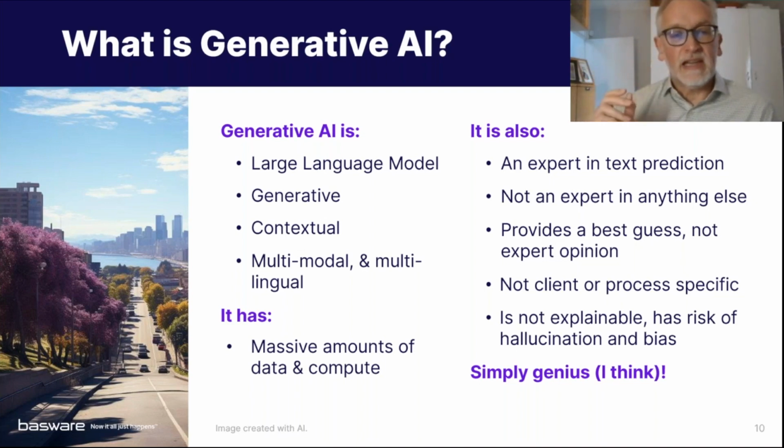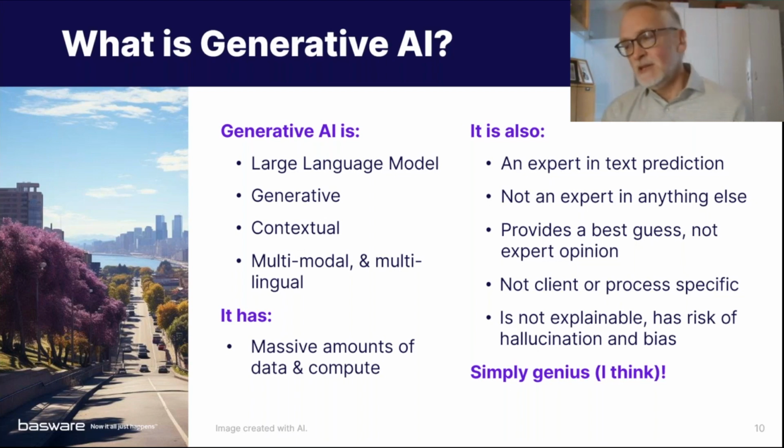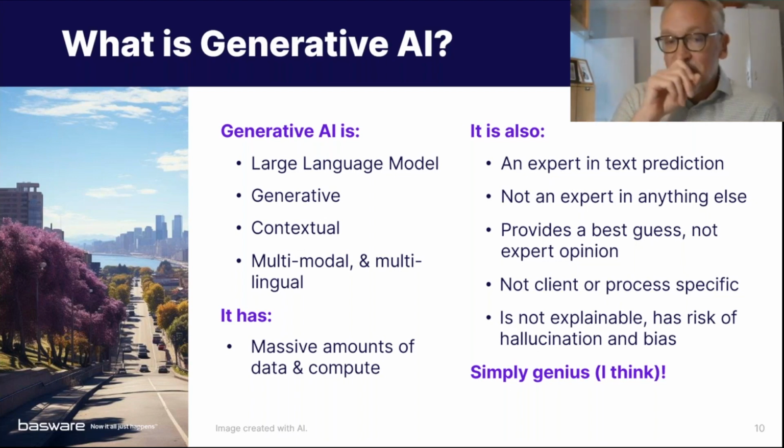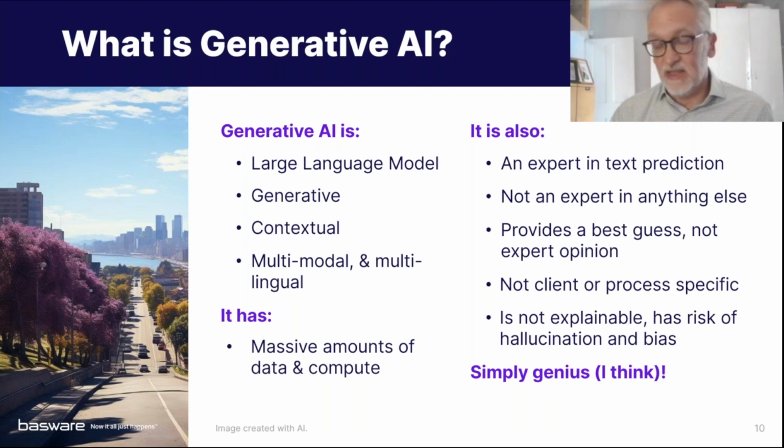The third thing is, it's multimodal and multilingual. So it is not just text. It is also video, it's also images, and it's multilingual. A brilliant way to translate something when you finish something is by asking ChatGPT to translate it. It also has a massive amount of data and compute power. The amount of data and compute that the big players like Amazon, Microsoft, OpenAI and Anthropic are throwing at this is huge. And it has to be.